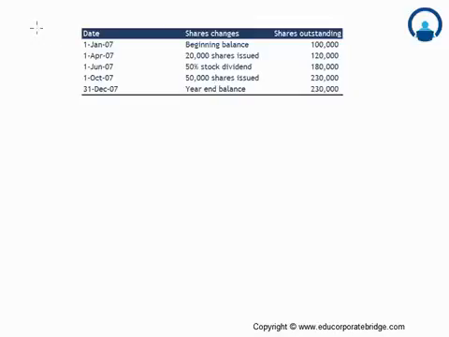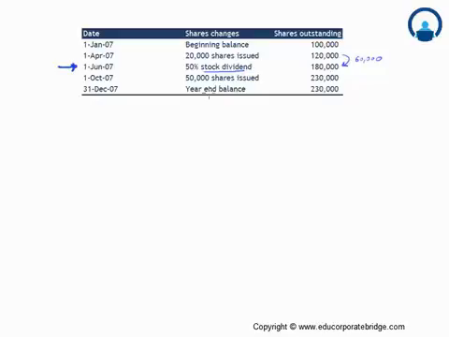Now let us see another example for calculating the weighted average number of shares. There is one change or one addition here. There is a stock dividend that has been introduced, which is to an extent of 50% here, and this results in an increase of number of shares by 60,000 because this was a 50% stock dividend. So the original was 120,000, 50% of that would be 60,000.